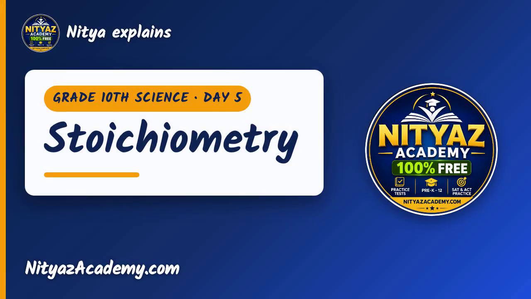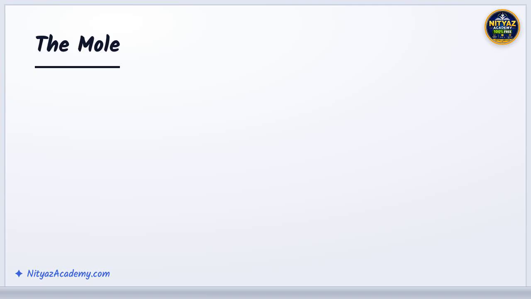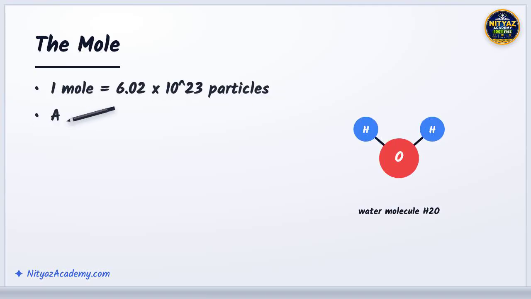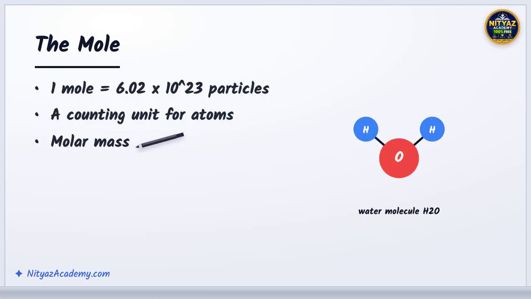Let's learn stoichiometry together, step by step. Atoms are far too tiny to count one by one, so chemists use the mole. 1 mole is about 6.02 times 10 to the 23rd particles, a number called Avogadro's constant. It works like a chemist's dozen. The molar mass in grams per mole lets us weigh out exactly that many particles on a balance.